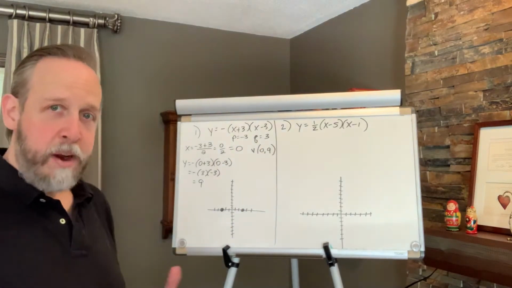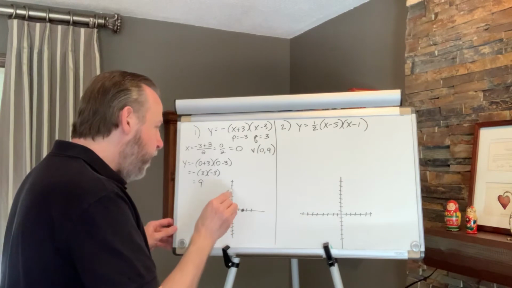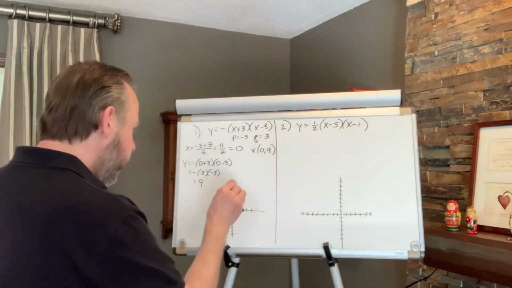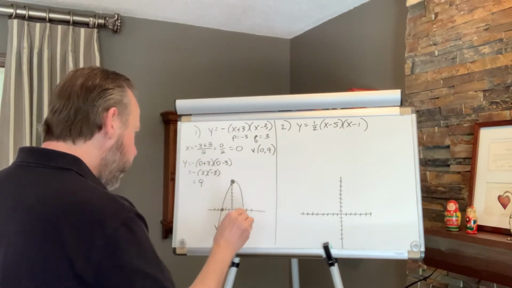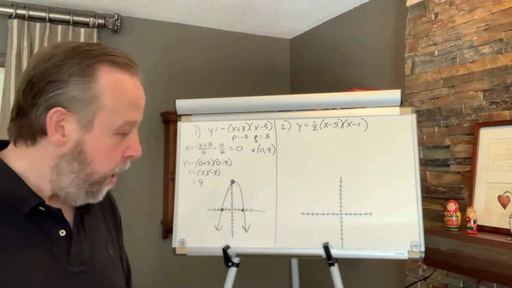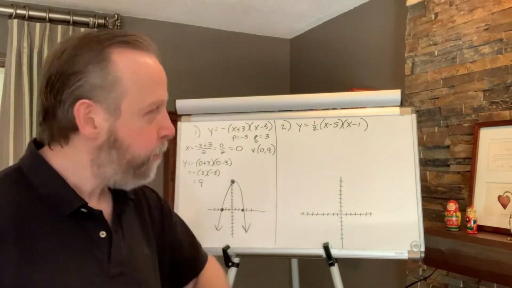And now I can just graph it. 0, 9 is up here, 1, 2, 3, 4, 5, 6, 7, 8, 9. And this parabola obviously opens down from the vertex of 0, 9, and we're done. Prompt number 1 finished, hopefully without too much stress.